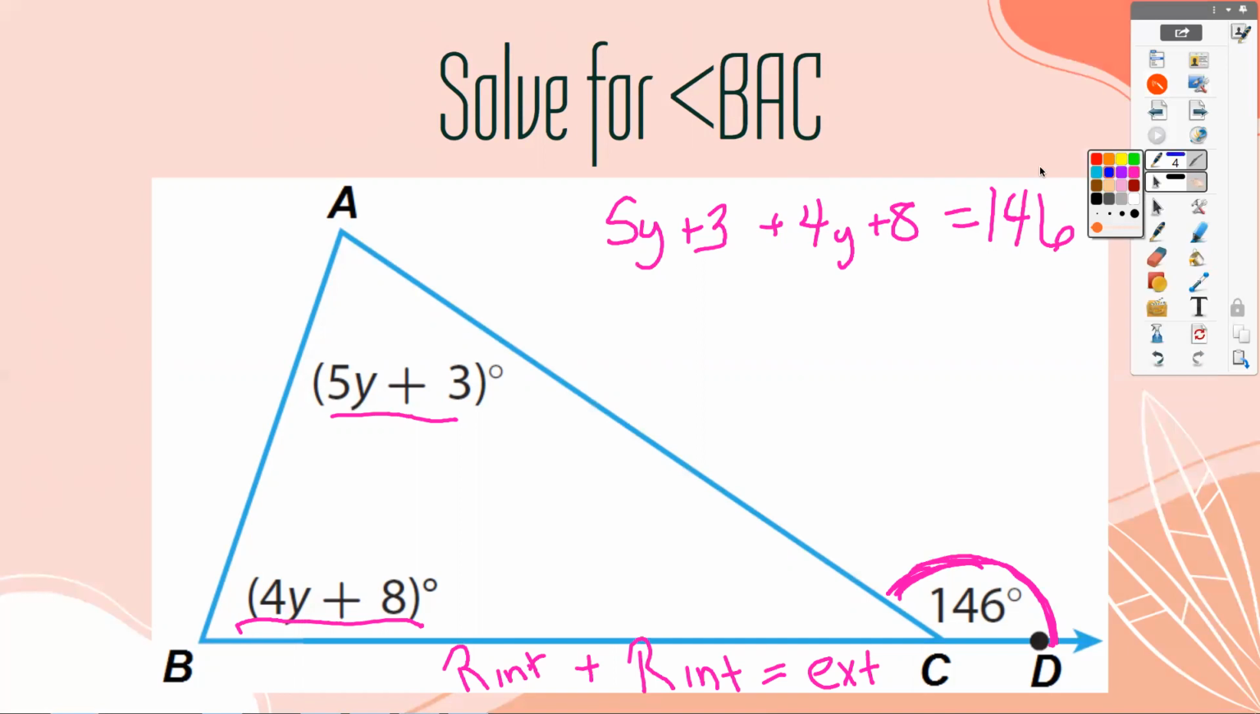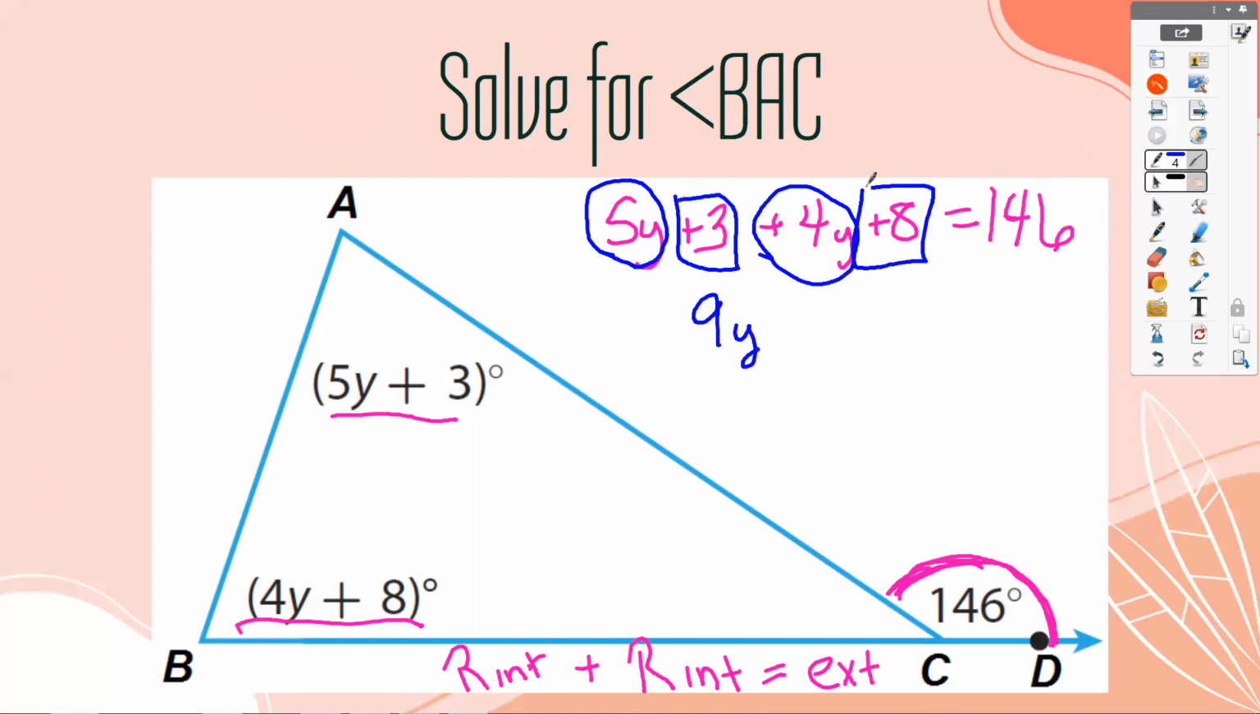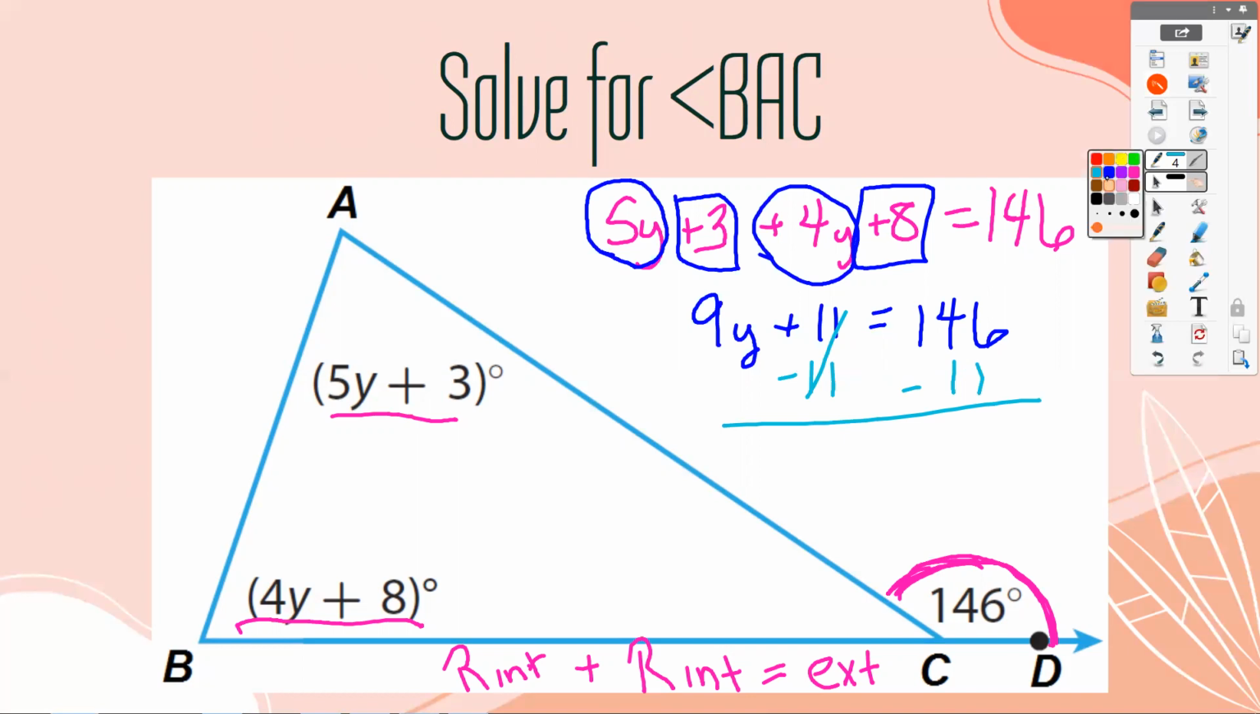Same as before, I would combine like terms. I've got a 5y and a 4y, which give me 9y. And then I've got 3 plus 8, which gives me 11. And then I bring down 146. And then solve like normal. So I would start by subtracting 11 and then rewrite it. And I get a 9y equals 135.